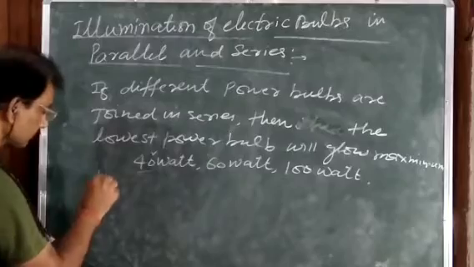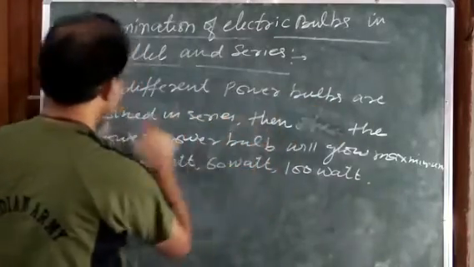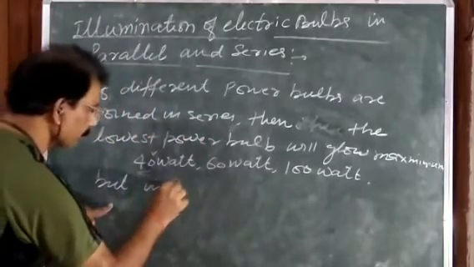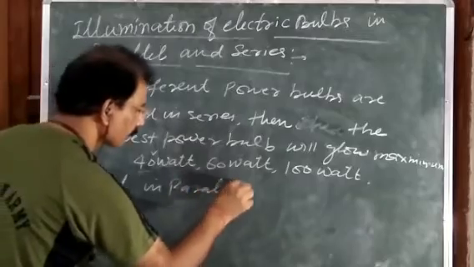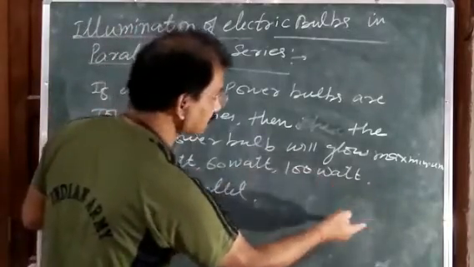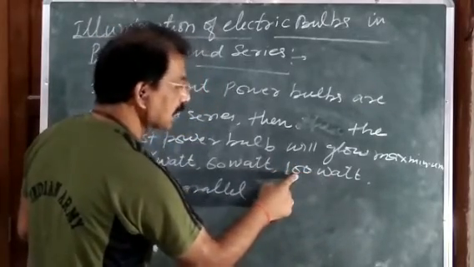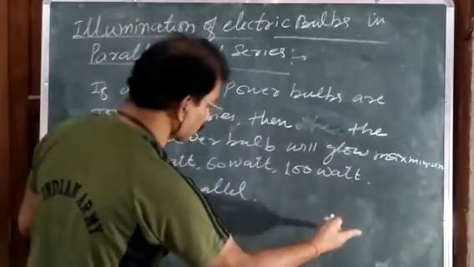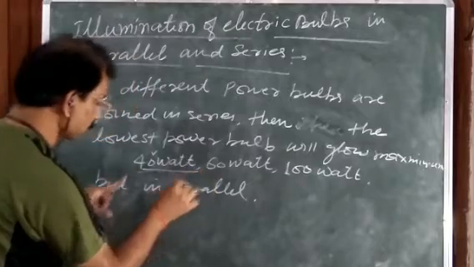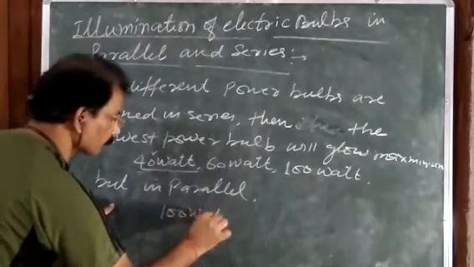But if different power bulbs are joined in parallel, the highest power bulb will glow maximum. It means जिस बल्ब का पावर सबसे ज्यादा होगा वो ज्यादा इलेक्ट्रिकल एनर्जी को हीट एनर्जी में कन्वर्ट होगा। तो in series 40 watt bulb will glow maximum, but in parallel 100 watt bulb will glow maximum.